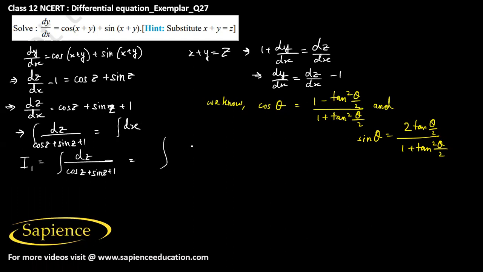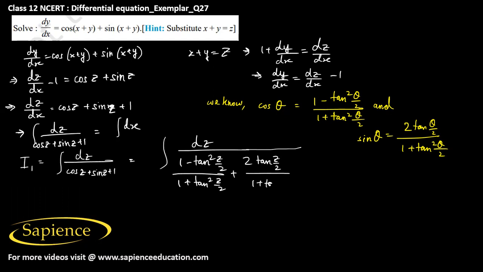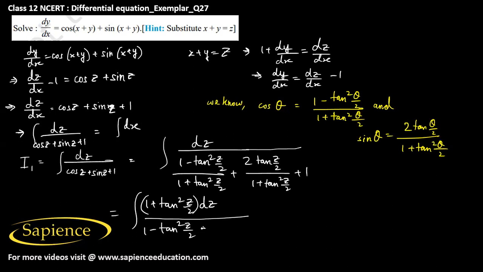So this will be written as integral dz by 1 minus tan square z by 2 over 1 plus tan square z by 2, then plus 2 tan z by 2 divided by 1 plus tan square z by 2, plus 1. So now we can take the LCM of this. Then it will come 1 plus tan square z by 2 whole dz divided by 1 minus tan square z by 2 plus 2 tan z by 2 plus 1 plus tan square z by 2. Okay, so now these two we can cancel.